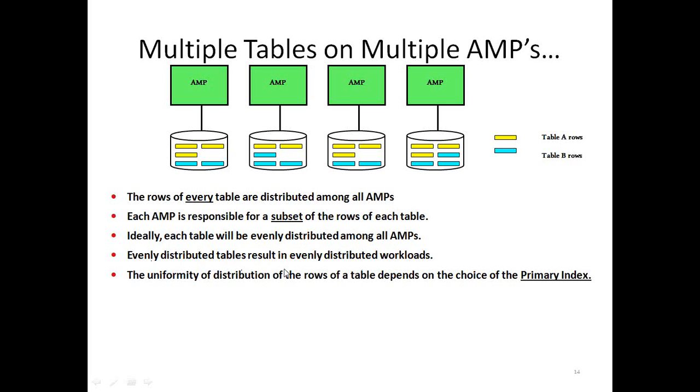Evenly distributed tables result in evenly distributed workload across the AMPs, and the uniformity of distribution of the rows of a table depends on the choice of primary index. How did this distribution happen? This distribution happened based on the choice of primary index, which we make at the time of table creation. Ideally the distribution should be like this, but how can we achieve it? We can achieve this distribution based on a proper choice of primary index column in the table.